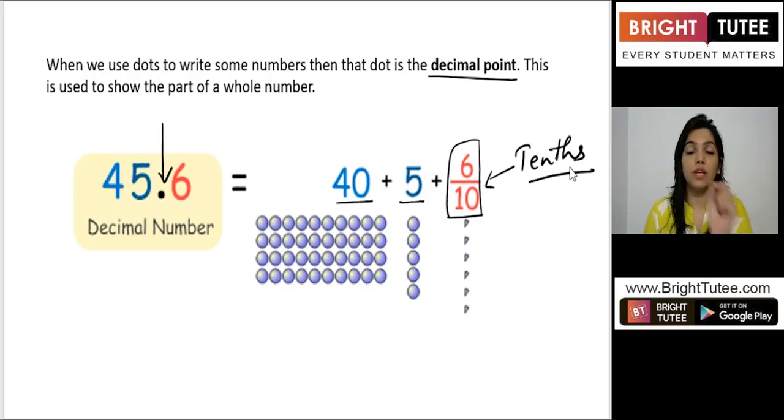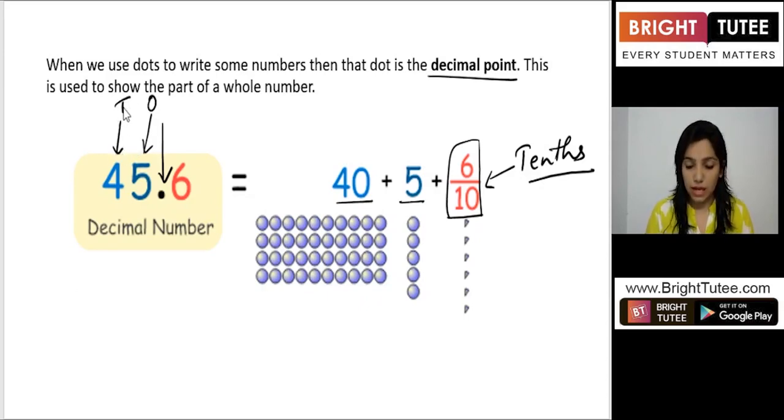This is the first number which, when you see after the decimal point, the place value of that particular number is tenths. Do you know what is the place value of this 5 here? We say this 5 is sitting at the ones place. I hope you know your place value chart. So this number 5 is sitting at the ones place, and this 4 is sitting at the tens place.